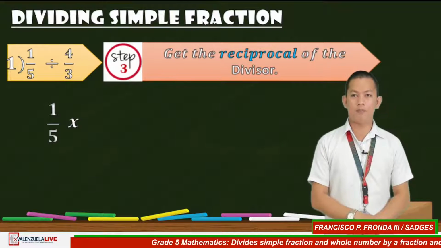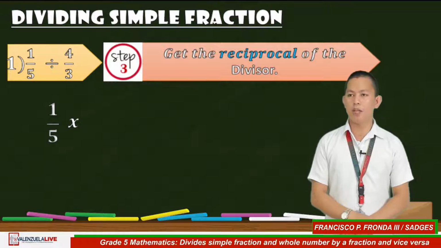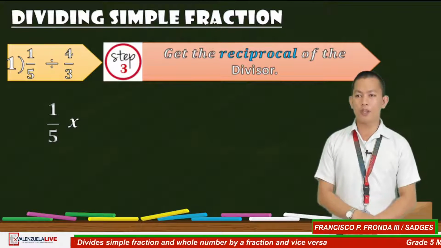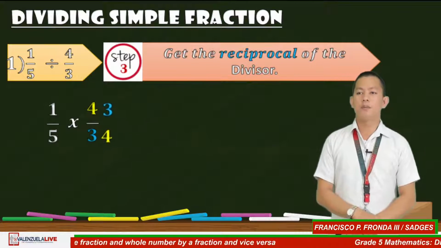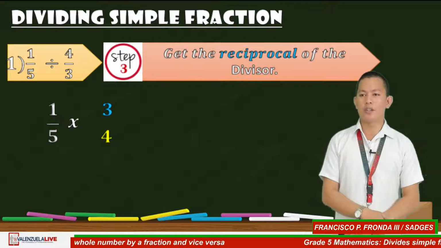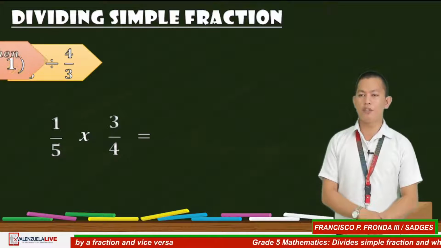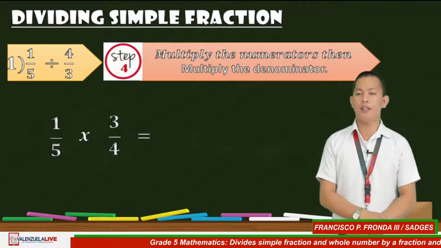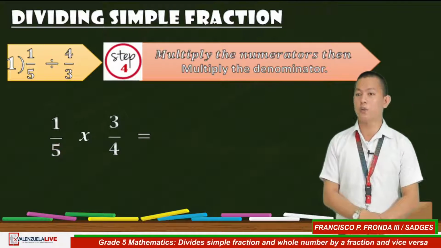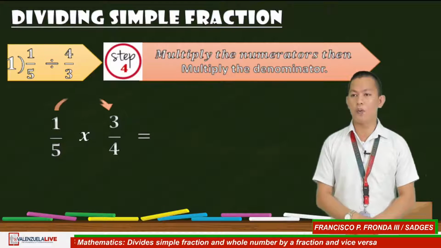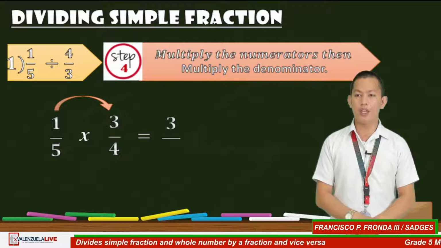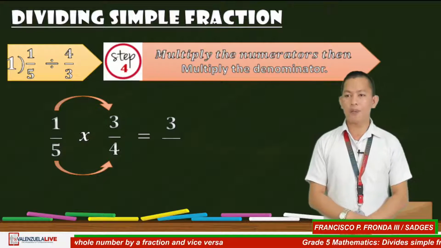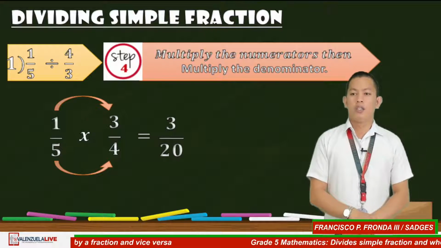get the reciprocal of the divisor. Our divisor in our problem is 4/3. Then, we're going to get the reciprocal of 4/3. The reciprocal of 4/3 is, very good, grade 5 learners, 3/4. Then, step number 4, multiply the numerators, then multiply the denominators. Our numerators are 1 and 3. So, 1 multiplied by 3, the product will be 3. Then, our denominators are 5 and 4. 5 times 4, the answer would be 20.